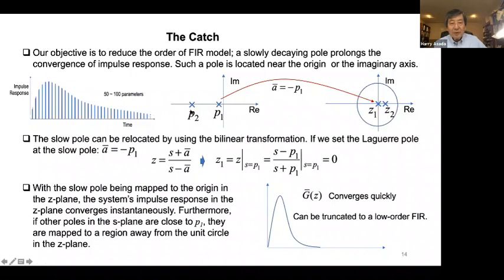Furthermore, we have another pole P2, but this one is somewhat close to P1. They are also mapped to something close to the origin. So overall, the response is very quick, and you can truncate this impulse response with just a few parameters.